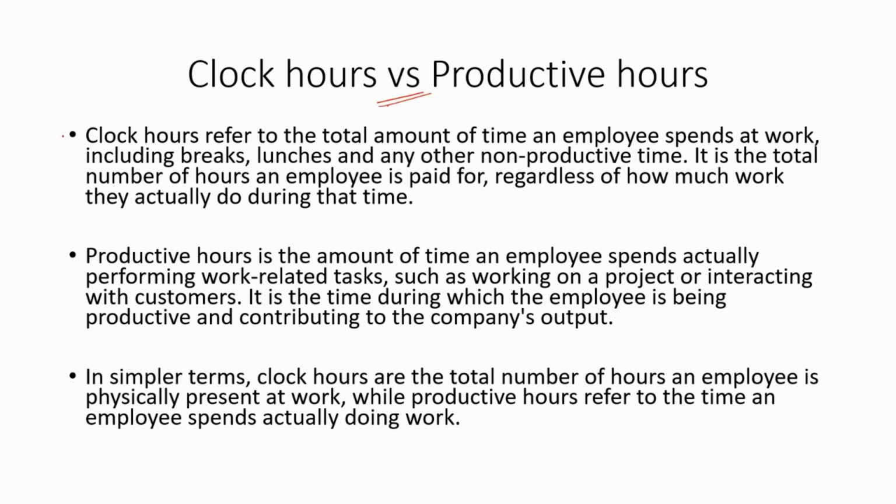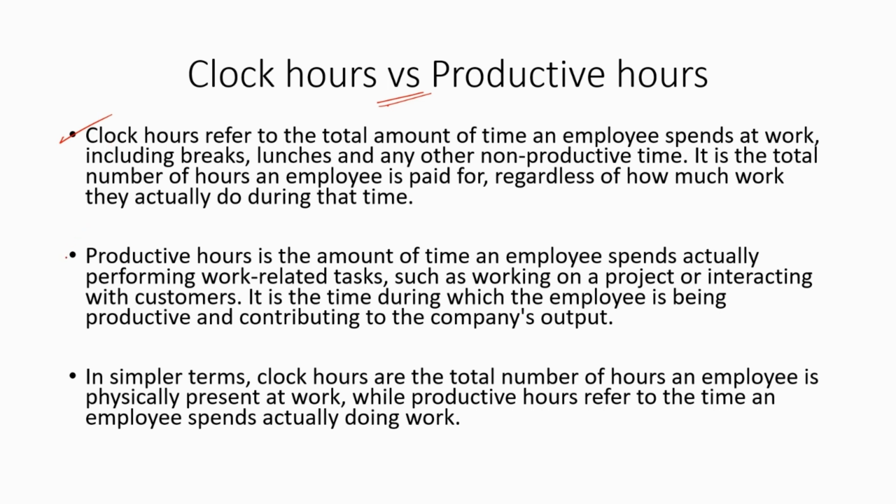These two terms are really important under direct labor variance. Clock hours refer to the total amount of time an employee spends at work, including breaks, lunches, and any other non-productive time. It is the total number of hours an employee is paid for, regardless of how much work they actually do during that time.